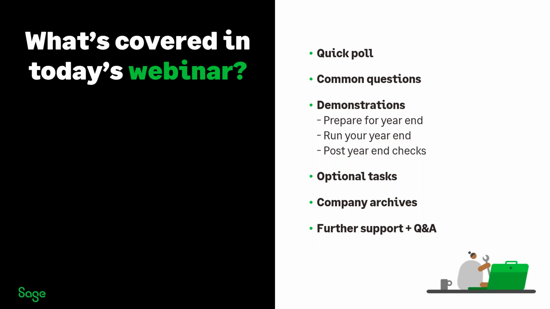We're going to then run through some demonstrations, so we're looking at talking about the tasks involved in preparing for your year end. We'll go through running the year end itself, and then once you run that year end, how can you check it's gone through successfully? So those post year end checks. We'll pick up on the optional tasks just to mention a little bit about those. However, Laura will be taking you through those over the coming months.